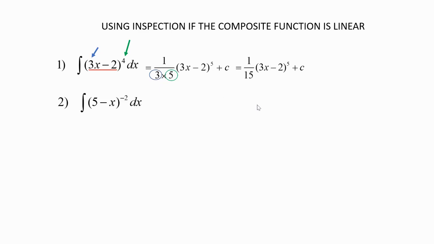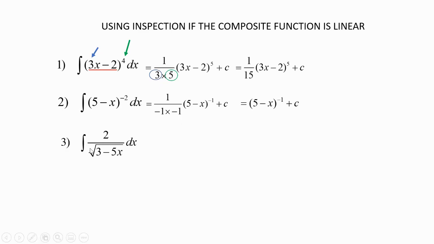So the examples would be here. Is this linear? Yes. So I would go 1 over minus 1 times by 1 over 1 more than that, which is minus 1, times by 5 minus x to the minus 1 plus c. So these actually all cancel each other out, and I'm left with 5 minus x to the minus 1 plus c. All right, let's do another one.